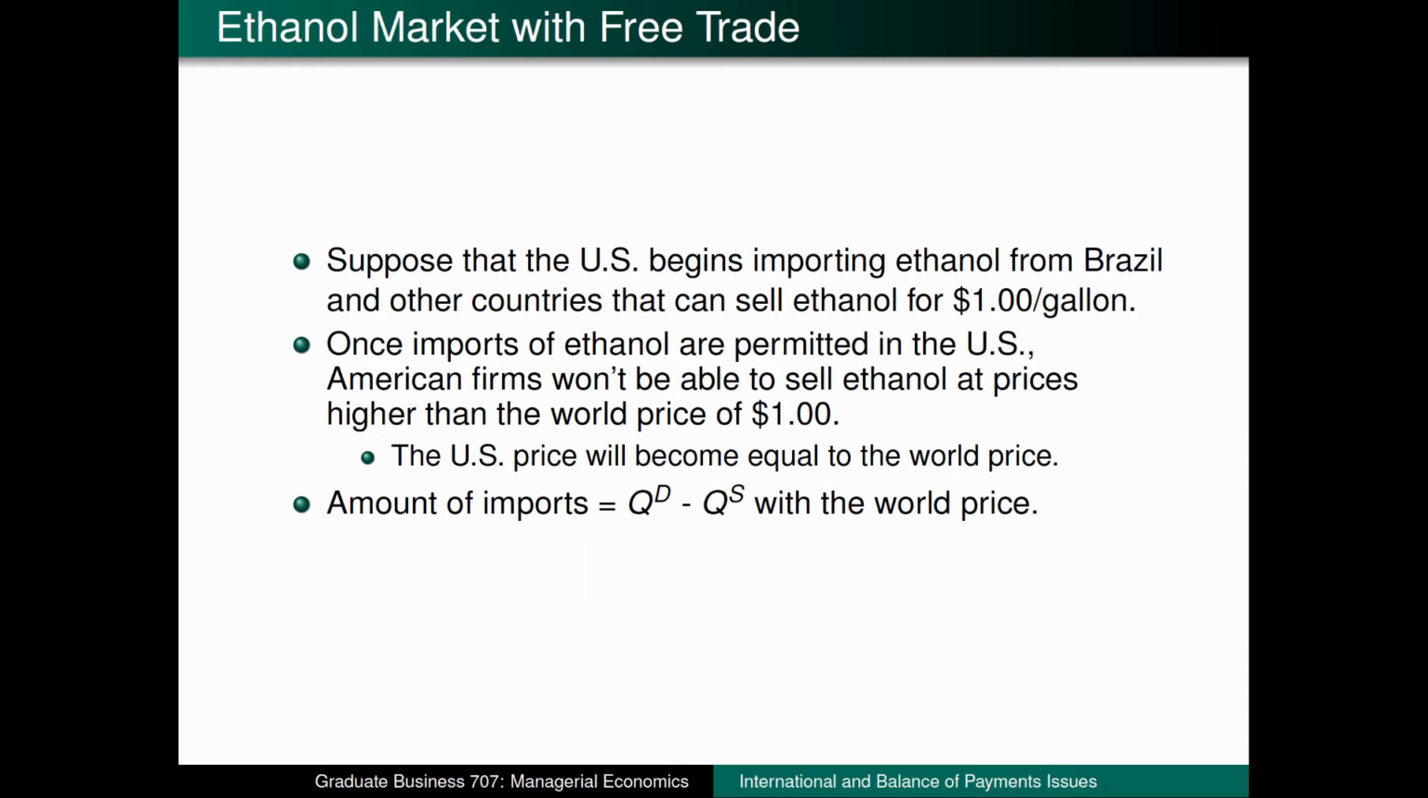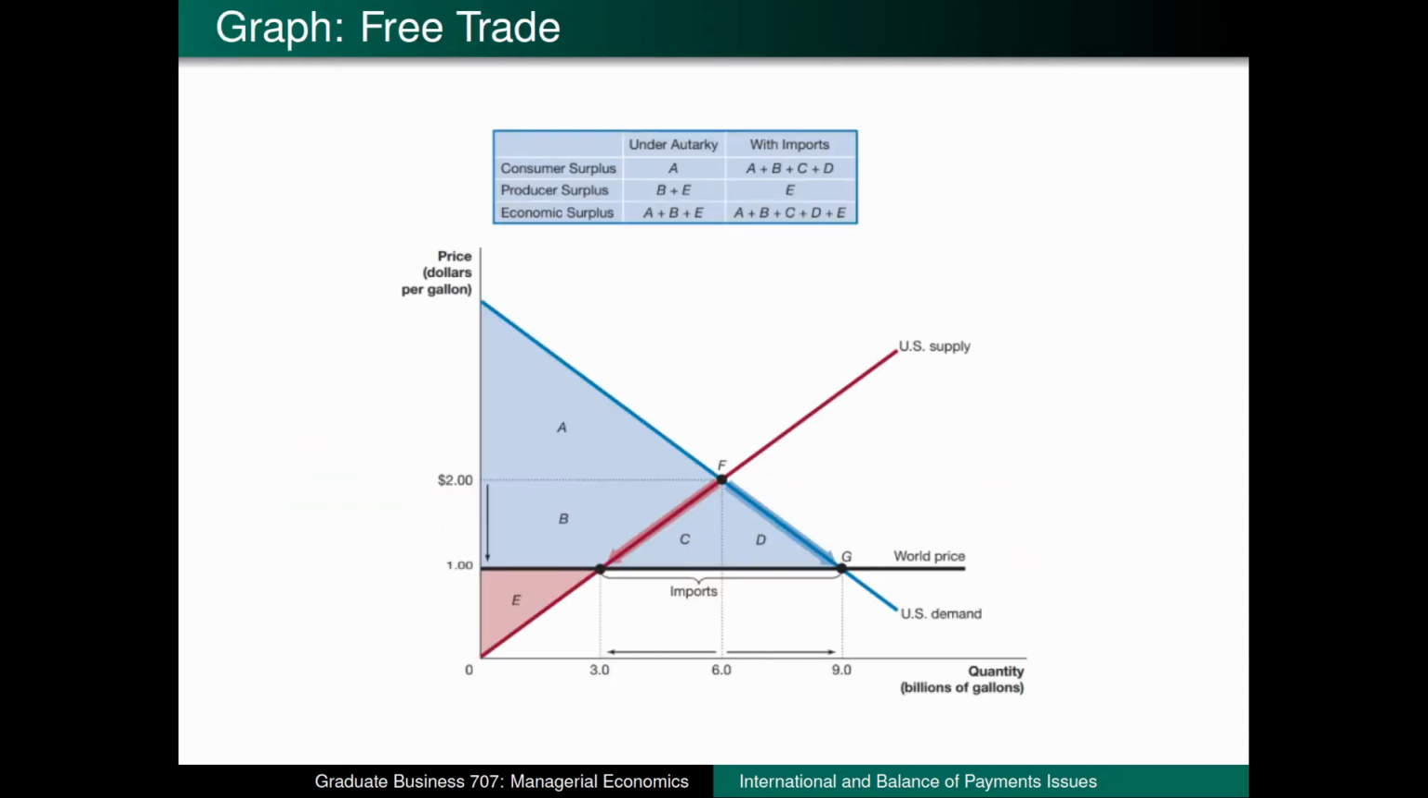So what we'll see is that domestic producers of ethanol are going to respond to the lower price by reducing their production. The difference here is that the shortage can now be fulfilled by foreign producers in Brazil and elsewhere in the world. Ultimately, all we would be doing is importing the amount of the shortage into the US. This is the graph that illustrates the free trade scenario with the world price of ethanol at $1, whereas the equilibrium price with no trade and no government intervention being $2.